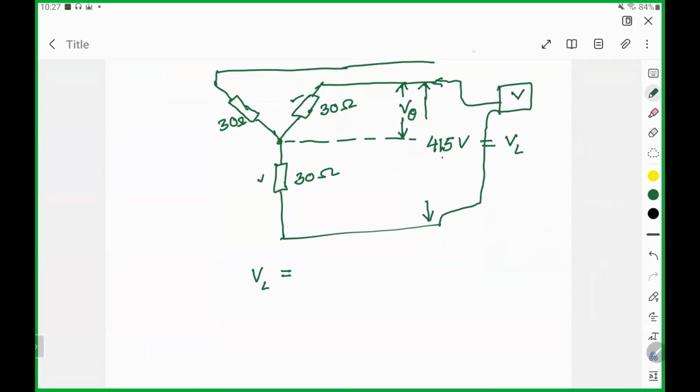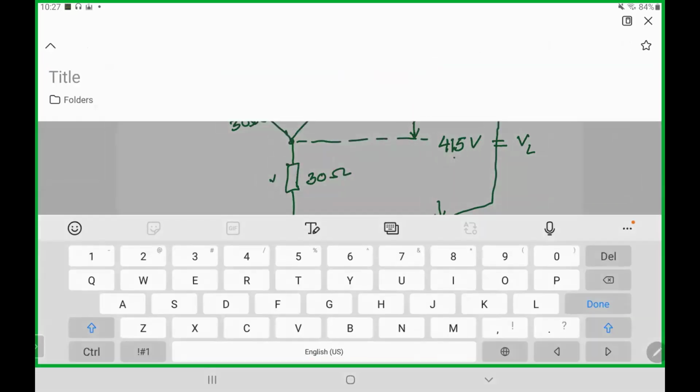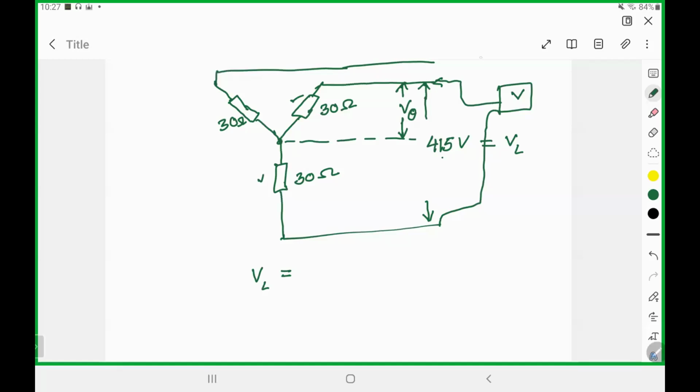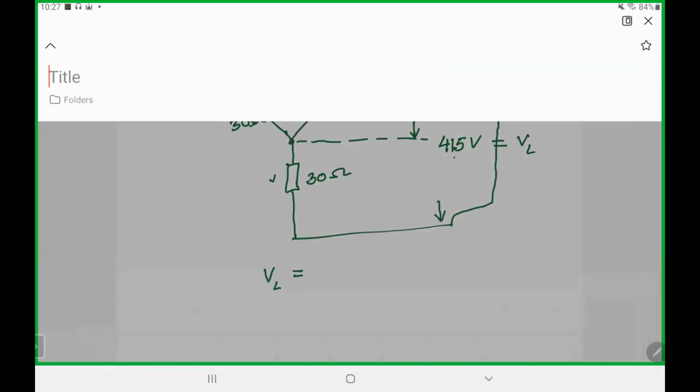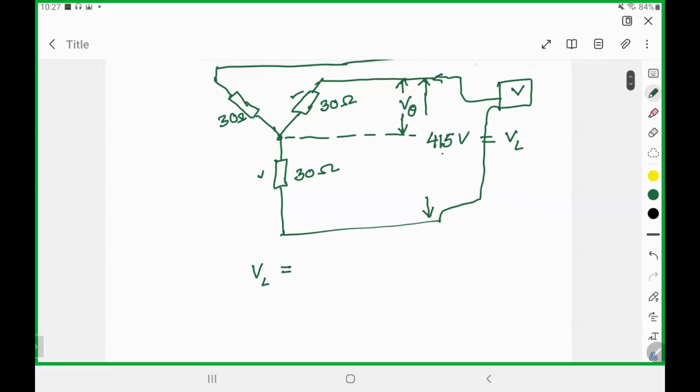Now if you add another voltmeter, let's say here, and you connect between this terminal and this terminal, definitely that will be different, because whenever you measure these two points, it is measuring the voltage across this one resistor, right? So definitely it will be smaller.